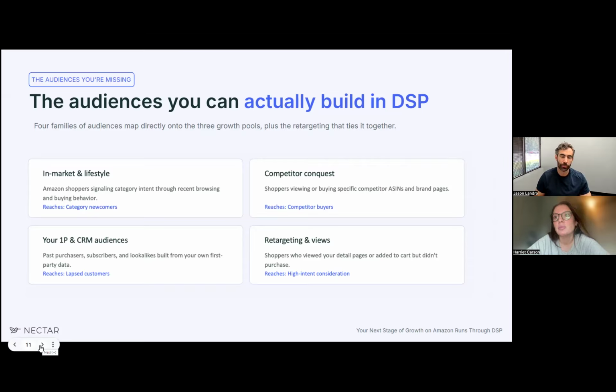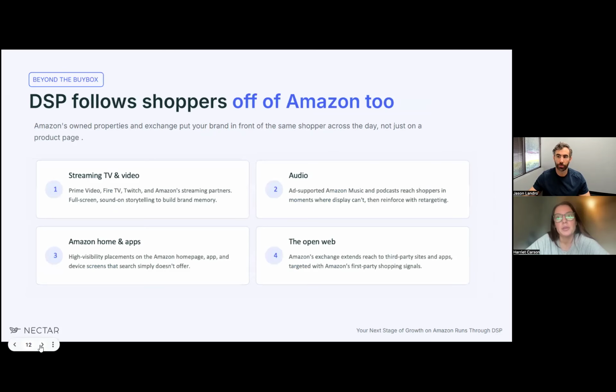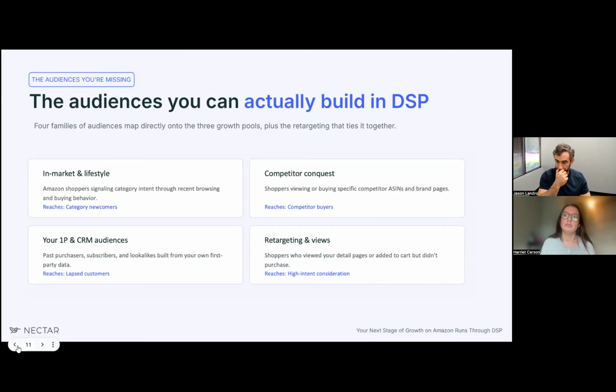And then the other piece is, just like Jason was talking about, leveraging audiences in DSP. Now Amazon has AMC audiences that you can actually leverage in search. In search you can't really target by demographic. It's keyword based.